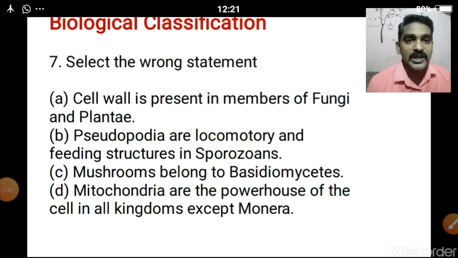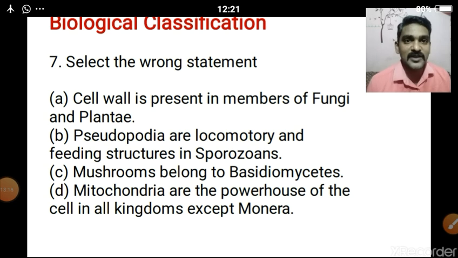So in Monera, in bacteria, what happens? Powerhouse is not there. So mitochondria are the powerhouse of the cell in all kingdoms except Monera. Except Monera, remaining all the kingdoms, like protists, fungi, plantae, and Animalia, all will be having this mitochondria, whereas Monera don't have mitochondria.